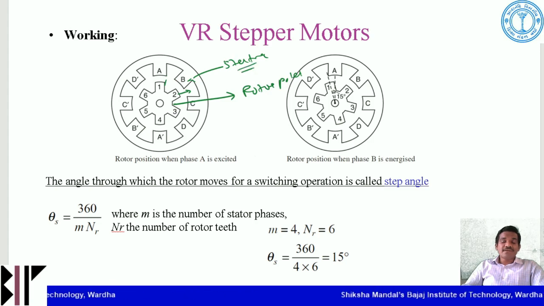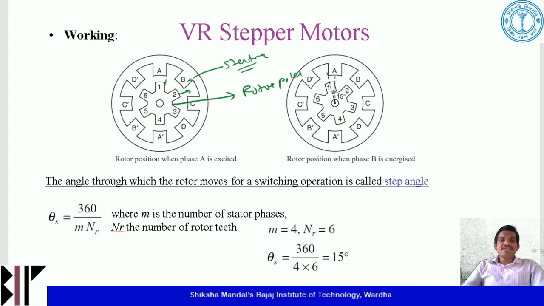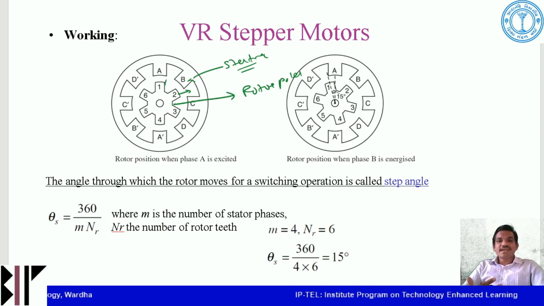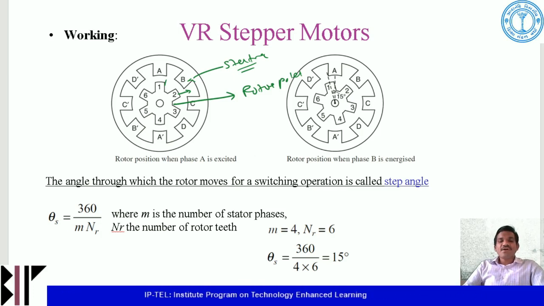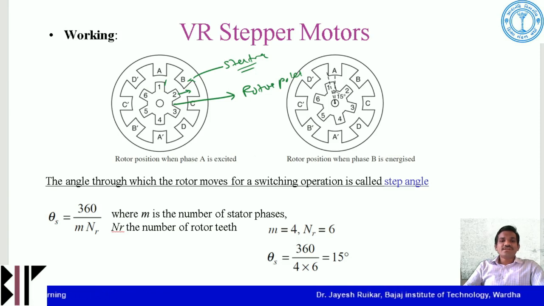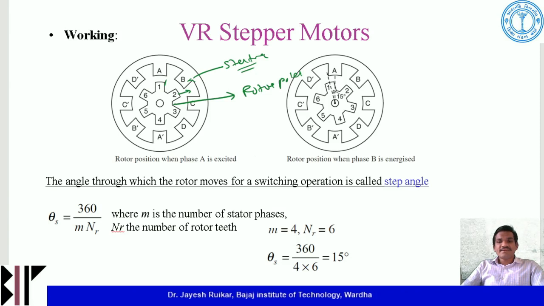If they are equal, then the motor will not be self-starting. When the number of stator poles and rotor teeth are not equal, the motor will be self-starting, and it may have a bidirectional rotation of the rotor. So this figure shows the 8 pole single stack variable reluctance stepper motor.